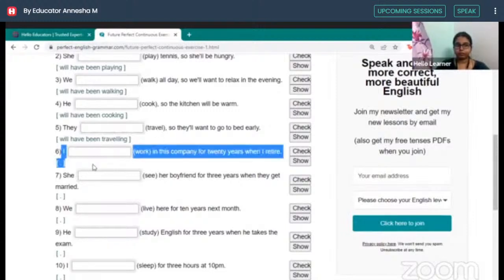I will have been working in this company for 20 years when I retire. Very good. I'll have been working in this company for 20 years when I retire. Very good. Deepak, thank you so much.